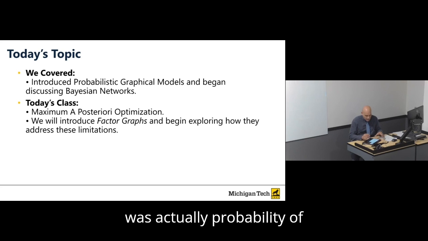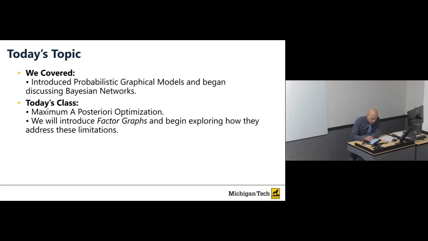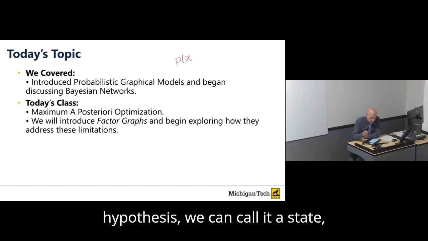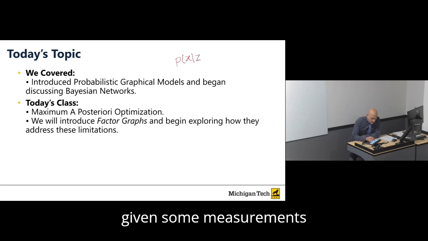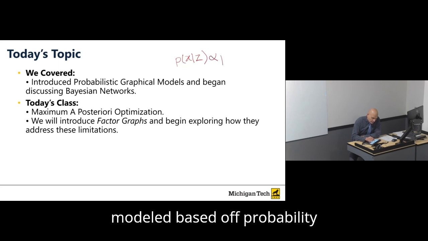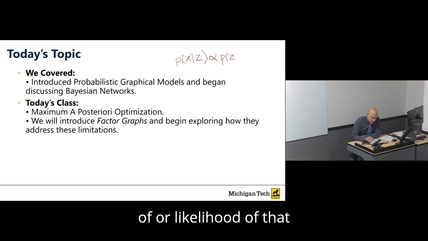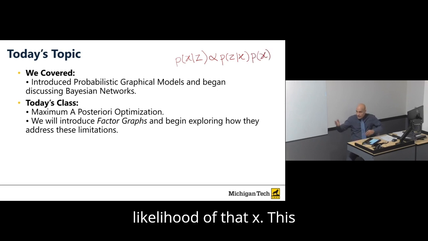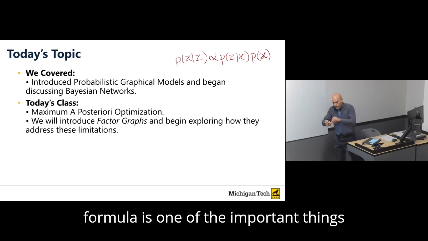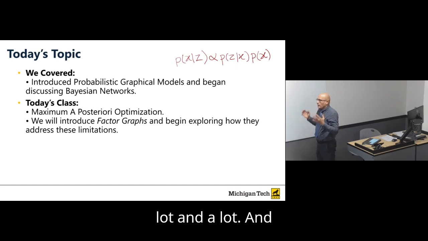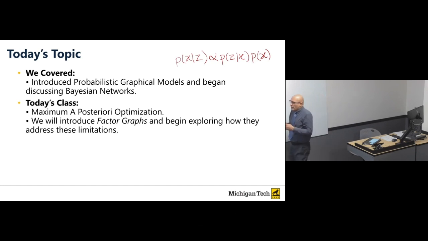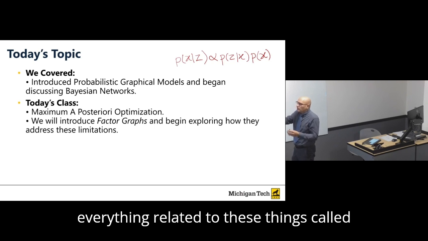Bayes' rule was actually the probability of some unknown or hypothesis, we can call it a state, given some measurements or observations, can be modeled based off the likelihood of those measurements given the states, multiplied by the prior of that x. This formula is one of the important things that we're going to use a lot and a lot, and everything is related to this thing called Bayesian.